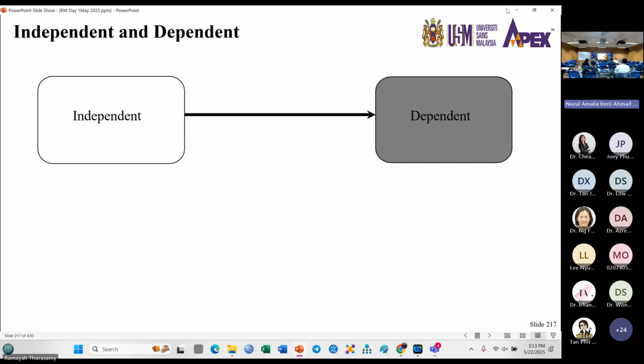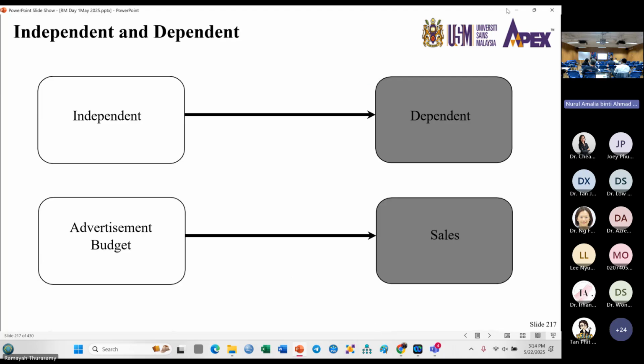In structural equation modeling, we call this exogenous. We call this endogenous, where the arrow ends. So here we have advertisement budget and sales. Advertisement is your independent variable. Sales is your dependent variable. So when advertisement goes up, sales goes up. Here, this is independent, this is dependent.